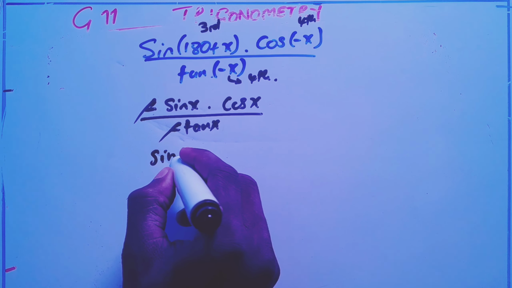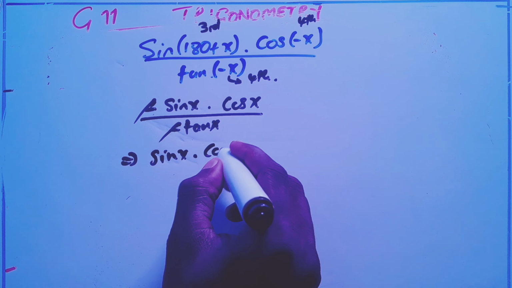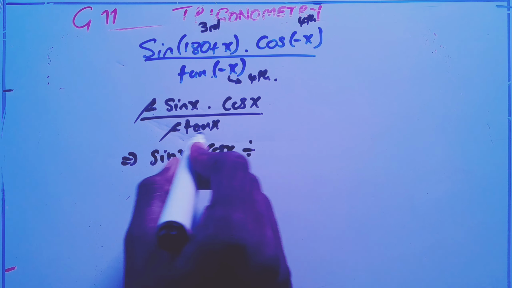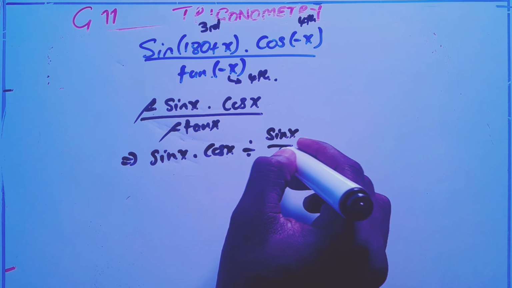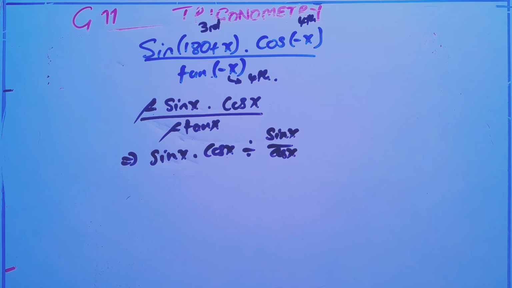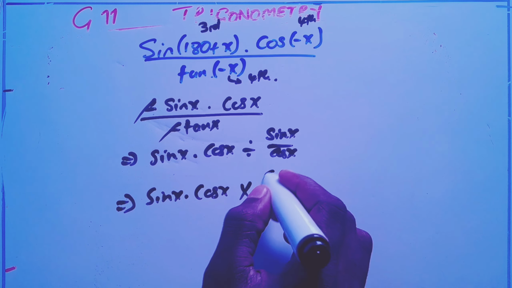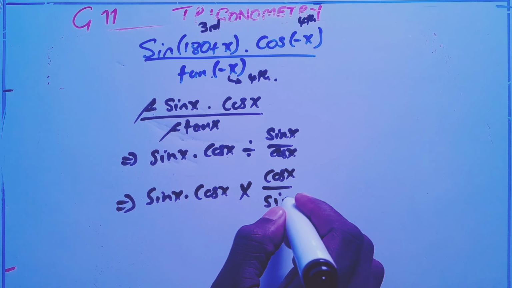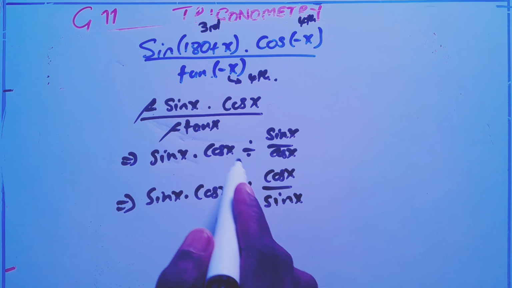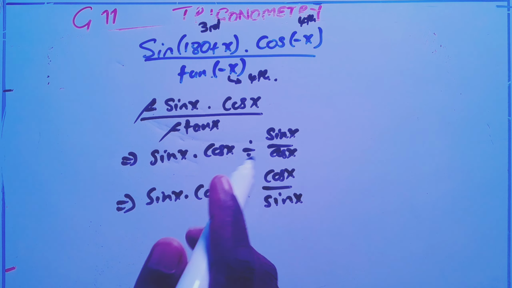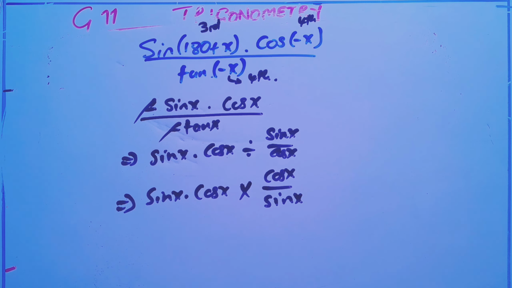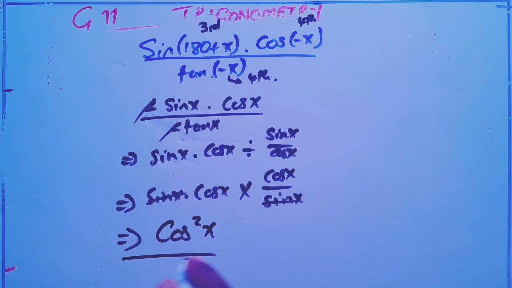So this is sine of x multiplied by cos of x divided by tan of x. We said tan of x is the same as sin x over cos of x, right? Now this is the same as sine of x multiplied by cos of x multiplied by cos x over sine x. We explained that already, that if we are having a division of a fraction, we are going to reciprocate and multiply, right? So now this and this can cancel, and then cos x multiplied by cos x, we're going to get cos squared x, like that. Very simple, right?